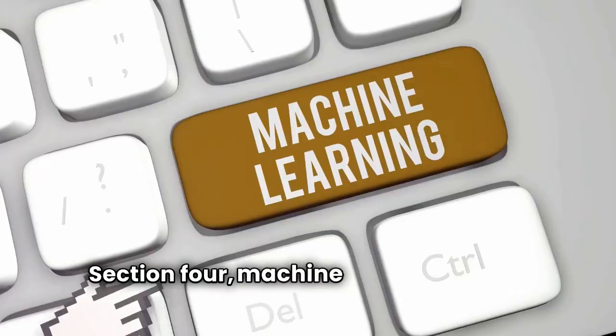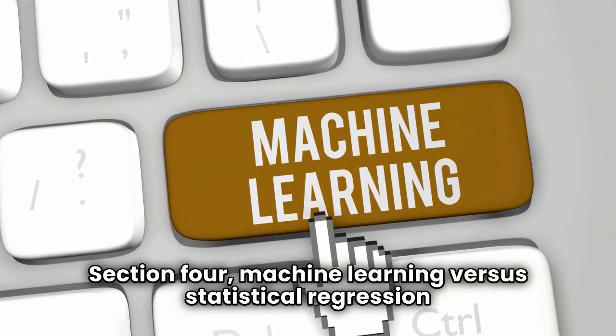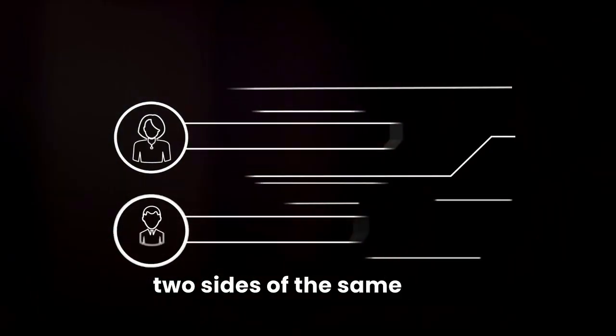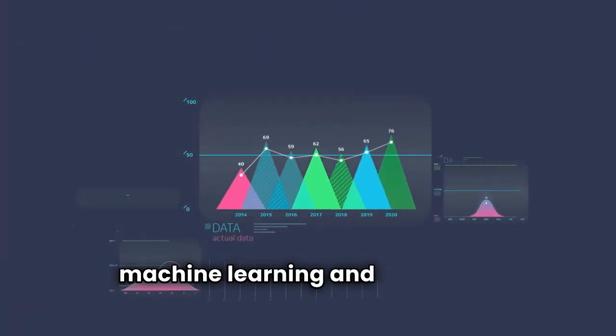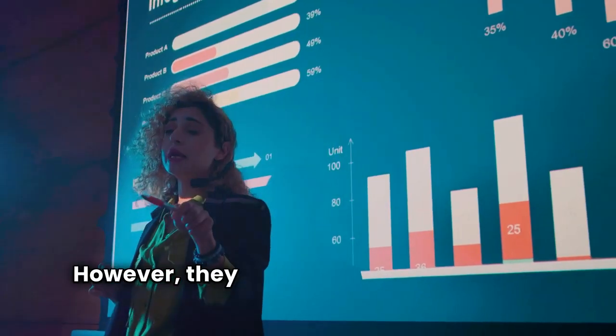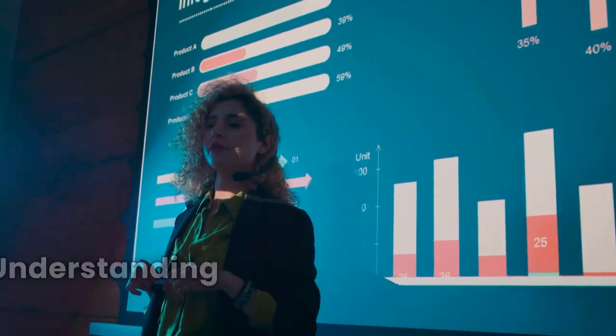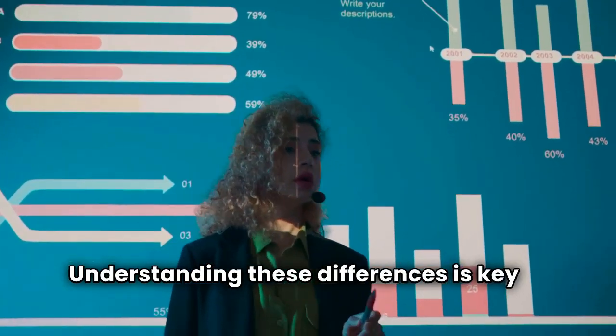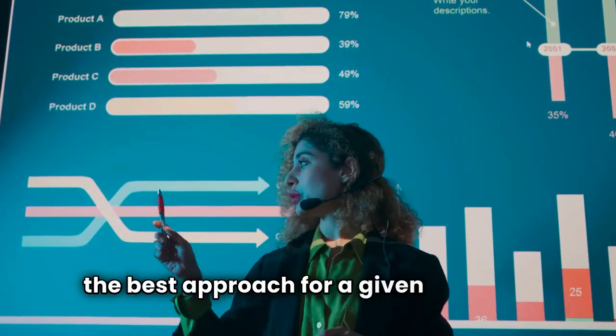Section 4. Machine learning versus statistical regression. Two sides of the same coin. Machine learning and statistical regression both use regression analysis. However, they approach it from different angles. Understanding these differences is key to choosing the best approach for a given problem.